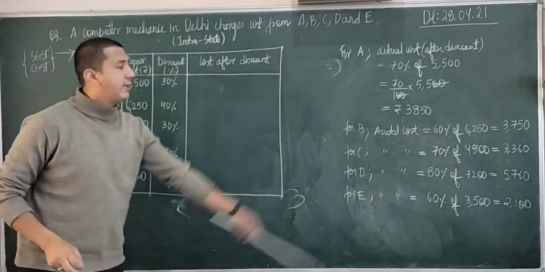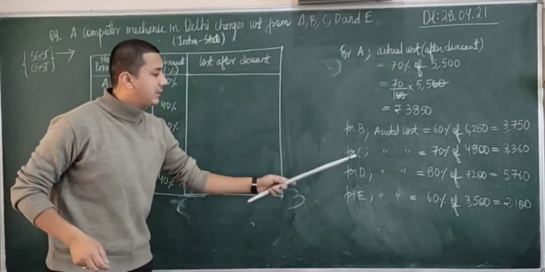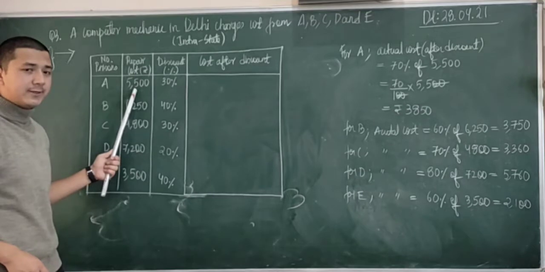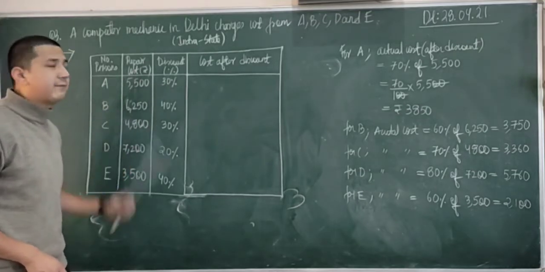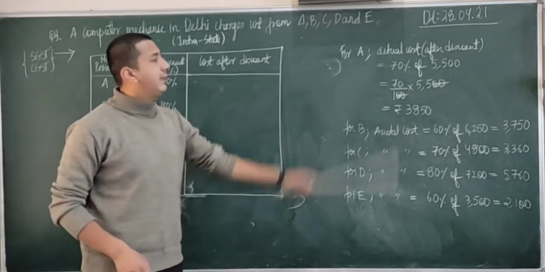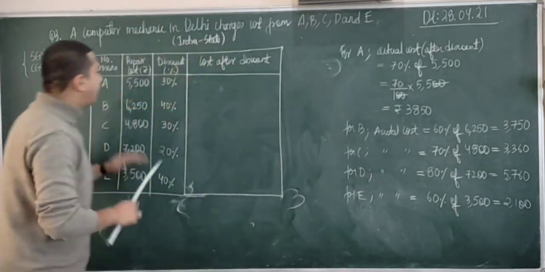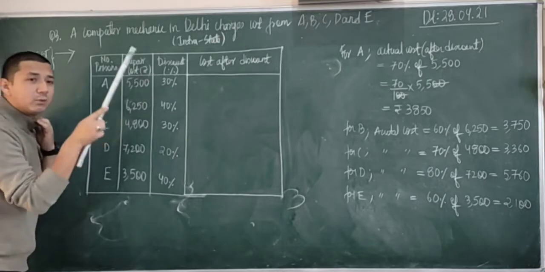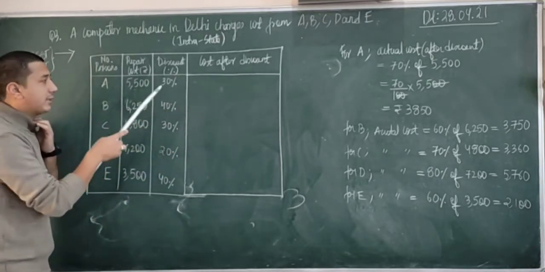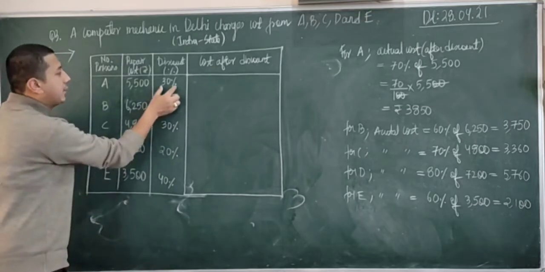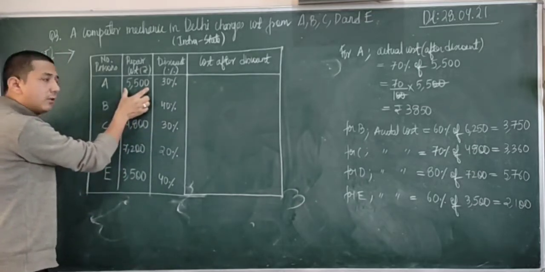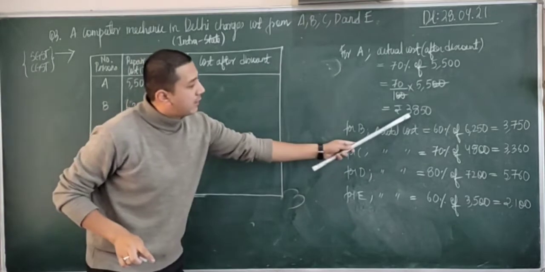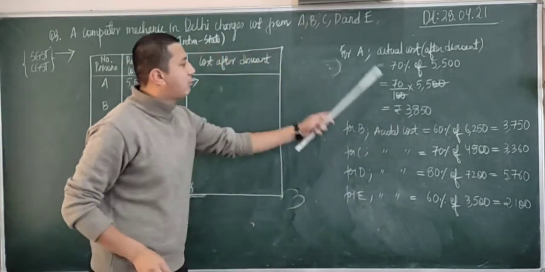So here I have calculated for each of the persons A, B, C, D and E. A is getting 30% discount on 5,500. So for A, the actual cost after discount will be how much? Out of 100, he is getting 30% discount, so he only has to pay the remaining 100 minus 30, 70. He only has to pay 70% of 5,500. When you calculate 70% of 5,500, that will be 3,850. So A has to pay how much?